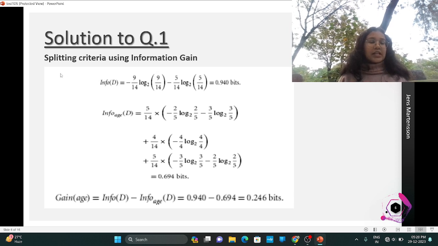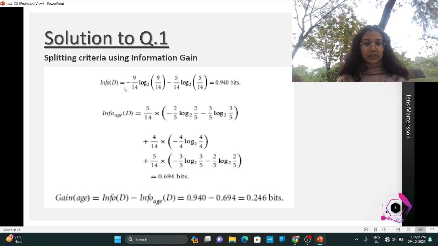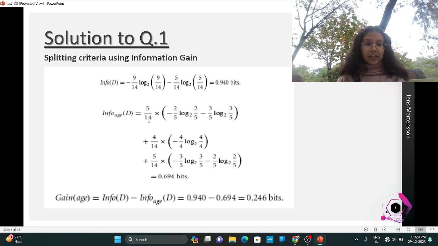So the solution is splitting criteria using information gain. Info of D equals this. By applying the information gain formula, we got this, and the answer is 0.940 bits. Info age of D equals this; by applying the formula, we got the answer 0.694 bits. The information gain is 0.940 minus 0.694, which equals 0.246 bits.